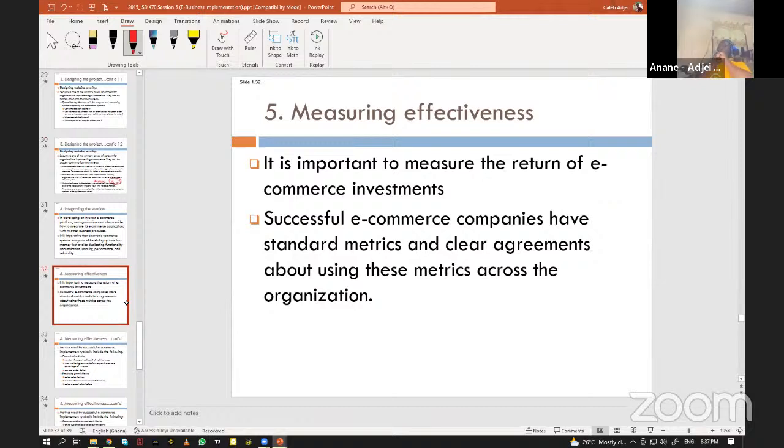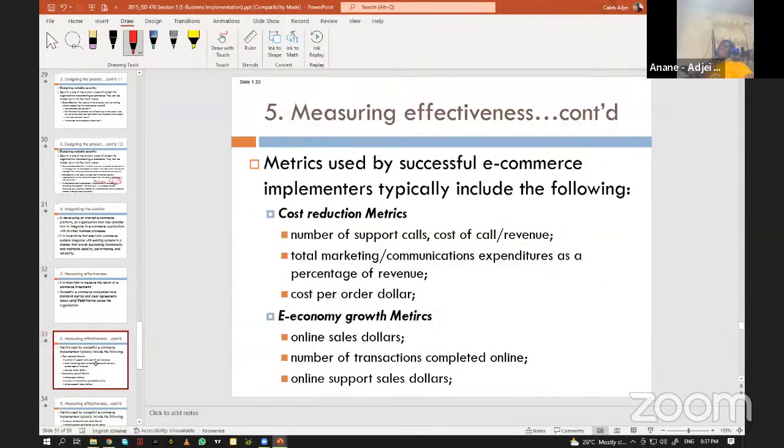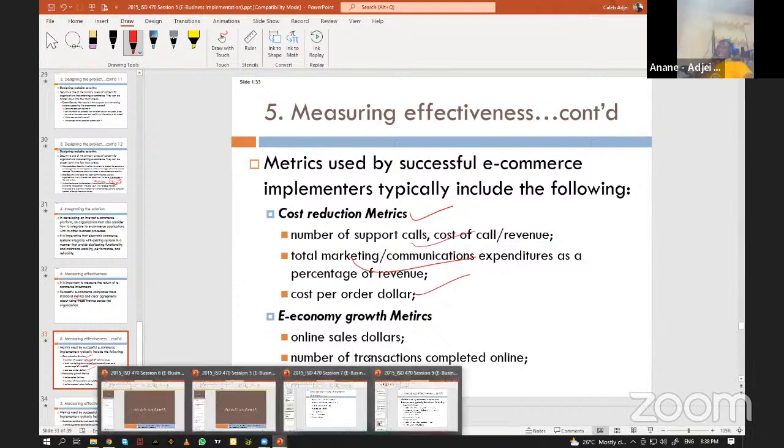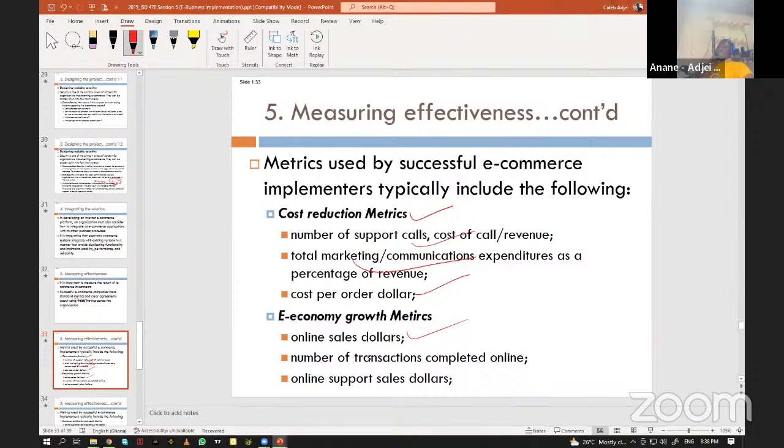It is important to measure the return on e-commerce investments. So a successful e-commerce company has a standard metric for measuring how successful the e-business has been. And how do you measure some of them? How has it helped to reduce costs? The number of support calls we were able to handle for customers, the total marketing we were able to do, the percentage of items we were able to sell within a particular time period, the cost per order, how many people ordered on our online platform, the economic growth metrics, the online sales, how many sales we were able to do online, and the number of transactions we were able to complete online.